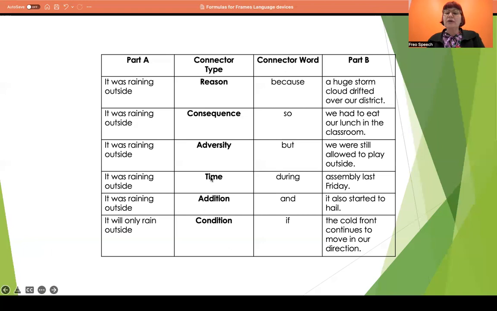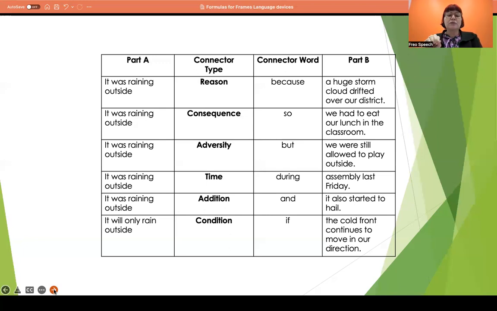It was raining outside when, so we're looking at a time relationship, during assembly last Friday. Addition: and it also started to hail. Now the condition: it will only rain outside, condition, if the cold front continues to move in our direction. There are a couple more, but they're the most common types of connectors. And again, in all the scripts, all those connectors are apparent.